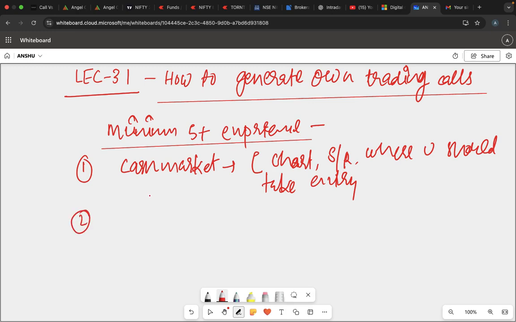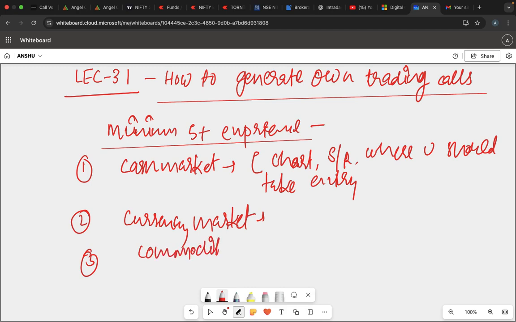What is the currency market? What is the commodity market? All these markets relate to charts, support, and divergence, like bullish divergence, bearish divergence, and many more things. You have to relate these things to each market.